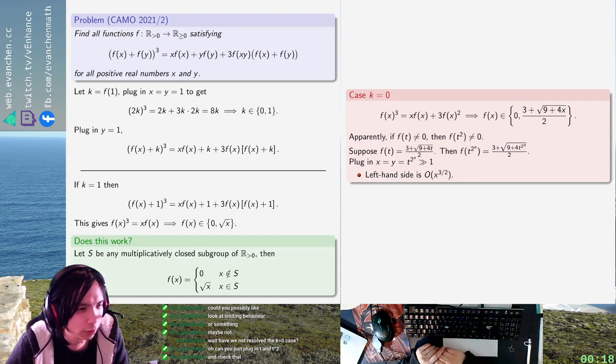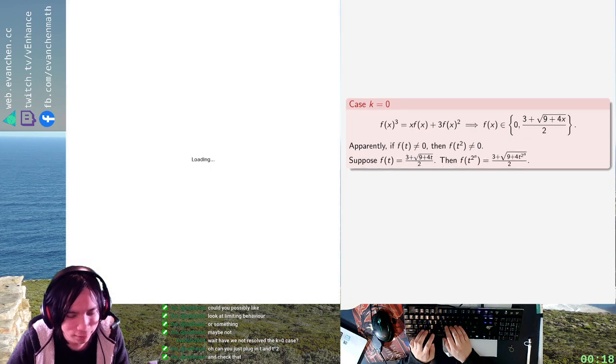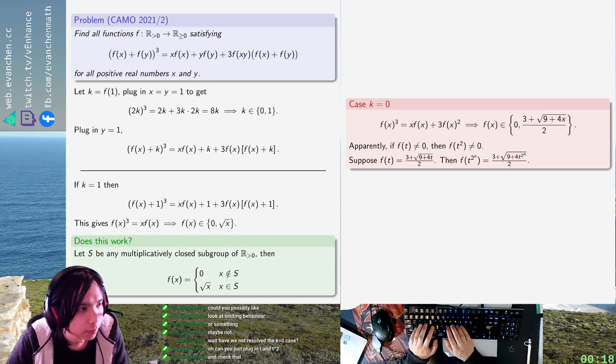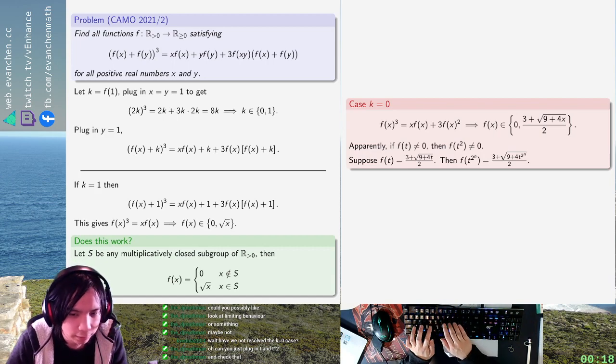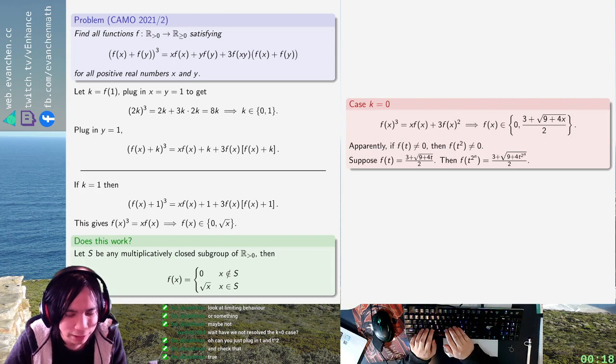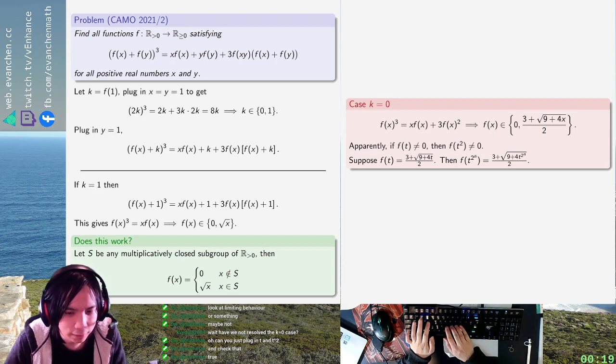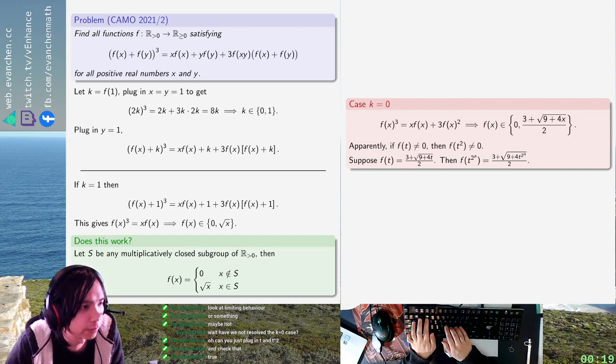Can you just plug in t and t squared? Will it work? I mean, it'll work, but it's not clean, right? Alright, well, let's do it and see what happens. I feel like this isn't obviously going to be any cleaner than the other one. I don't see any reason. I guess there's fewer cases, maybe. Okay, so t times 3 plus square root, plus 3 times f of t squared. So we know this has to be 9 plus 4t squared, because if it's 0, then we blow up.